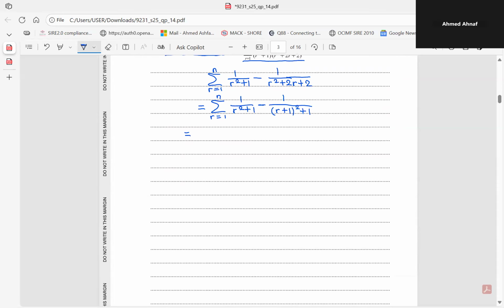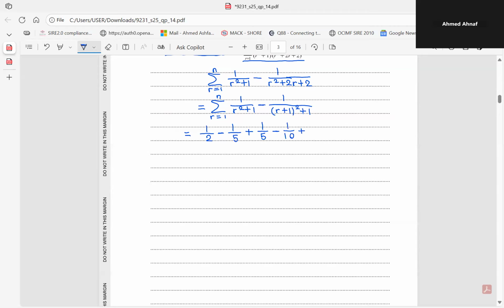Okay, so first let's substitute r equals 1. So this would be 1 over 1 squared plus 1, that's 2. Then minus 1 over (1 plus 1) squared plus 1, that's 2 squared plus 1, that is 4 plus 1, that's 5. And then plus, now let's substitute r equals 2. So this would be 1 over 2 squared, which is 4, plus 1, that's 1 over 5. And then minus 1 over (2 plus 1) squared, that's 3 squared, 3 squared is 9 plus 1, that is over 10.